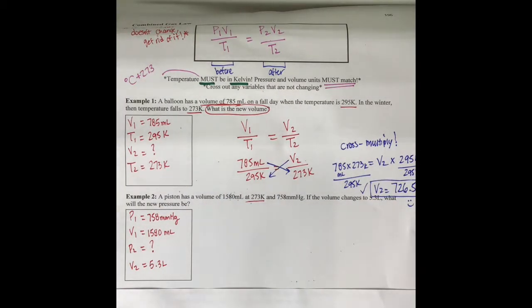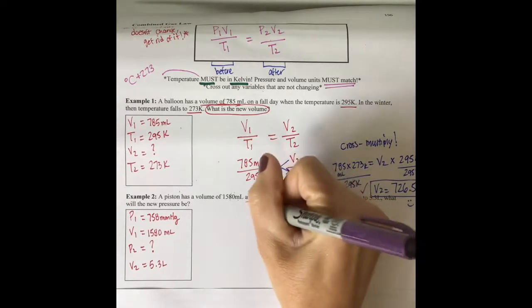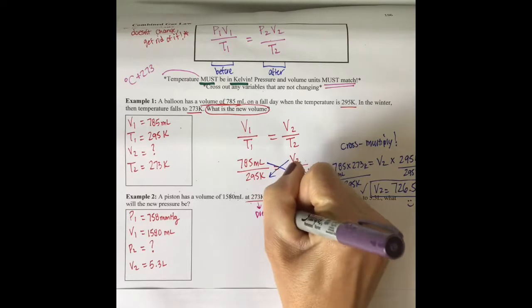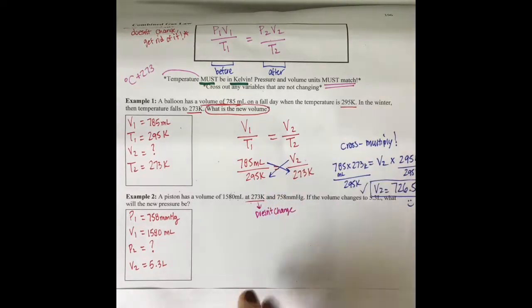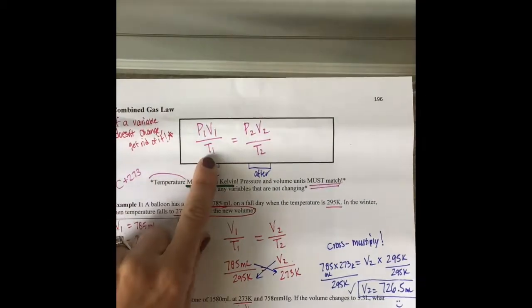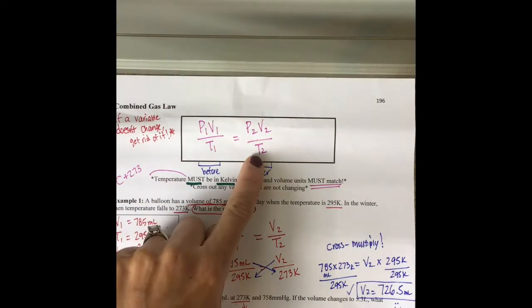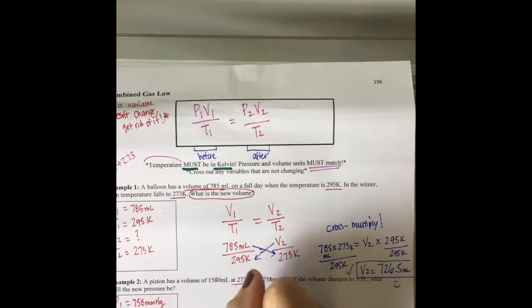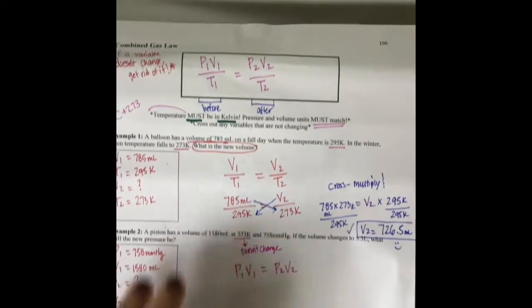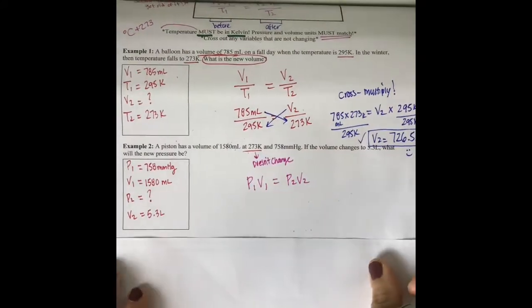Now notice they never talked about the temperature changing. Okay, this doesn't change. So that should simplify your equation quite a bit. You're going to be able to leave the temperature out of this problem and use the equation P1V1 equals P2V2. If something doesn't change, cross it out.